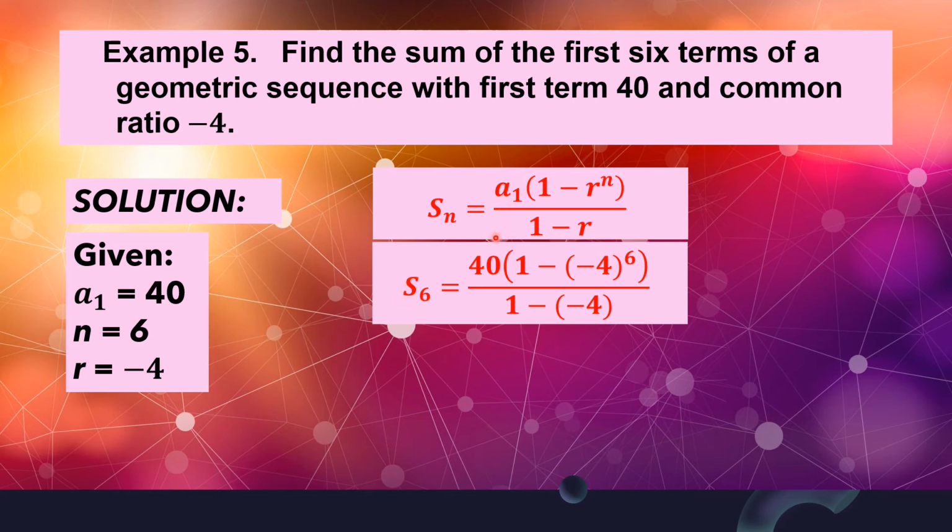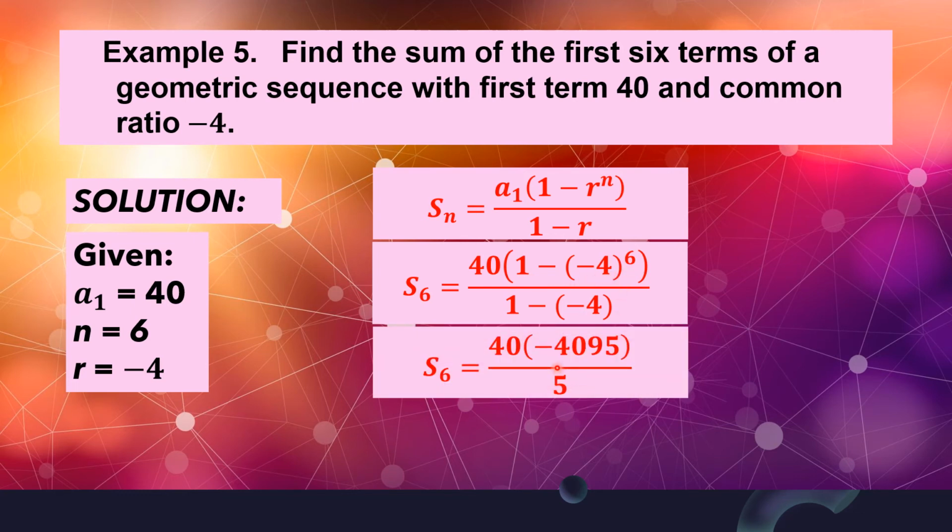Then a sub 1 is 40 times the quantity 1 minus r. Our r is negative 4 raised to n. n is 6. All over 1 minus our r, which is negative 4. Simplifying, 1 minus negative 4 raised to 6 is equal to negative 4,095 times 40. 1 minus negative 4 is equal to positive 5.